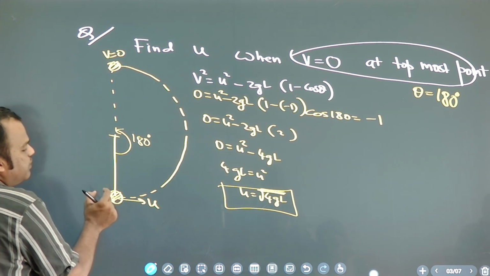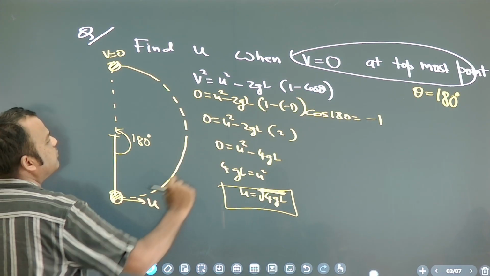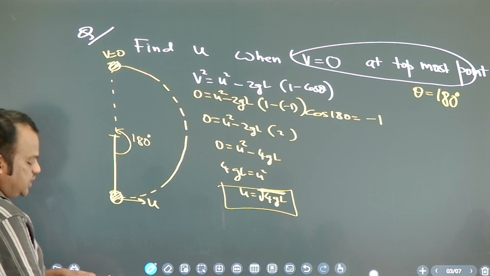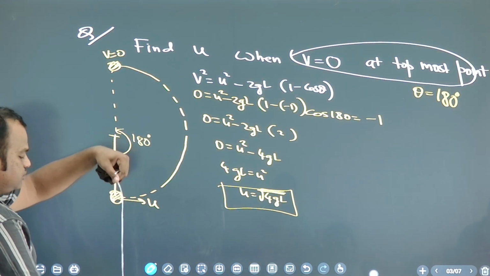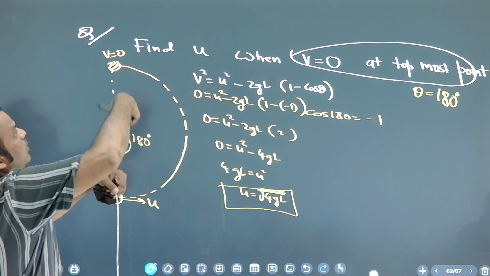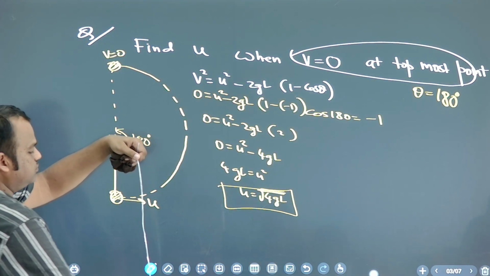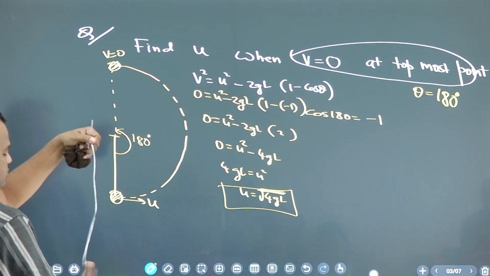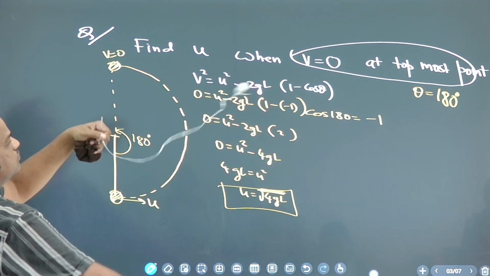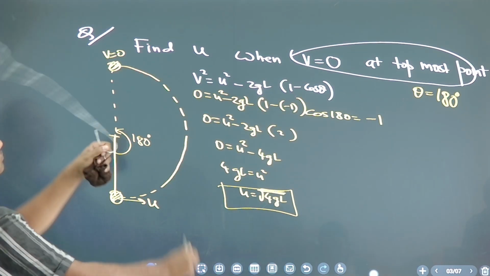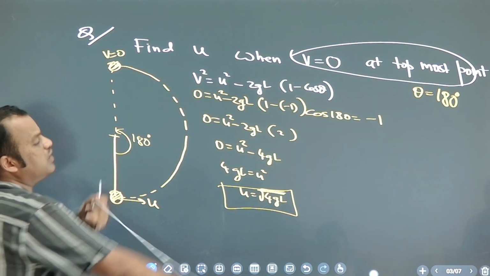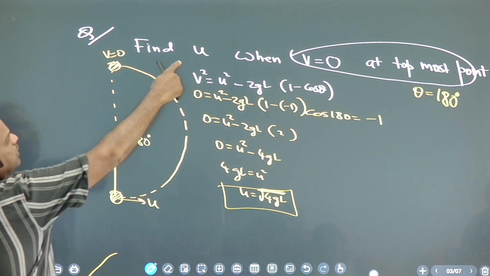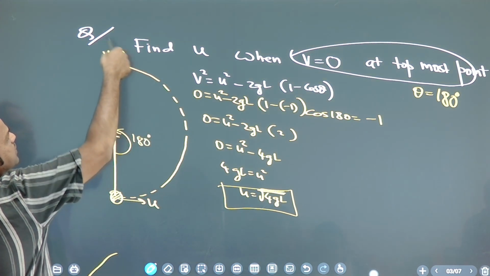So what is the minimum speed given so that it will go to the topmost point and come to rest? Root 4gl. If you give root 4gl, it will just reach here and fall down. More speed you have to give. Like this, it is going up to here and falling down. So what is the speed u so that the topmost point velocity is 0?